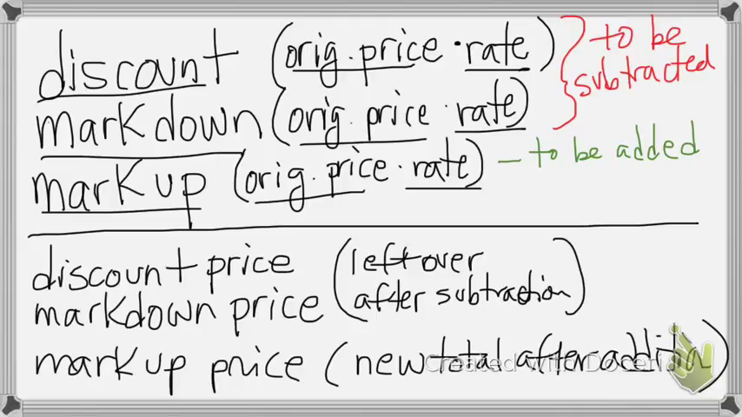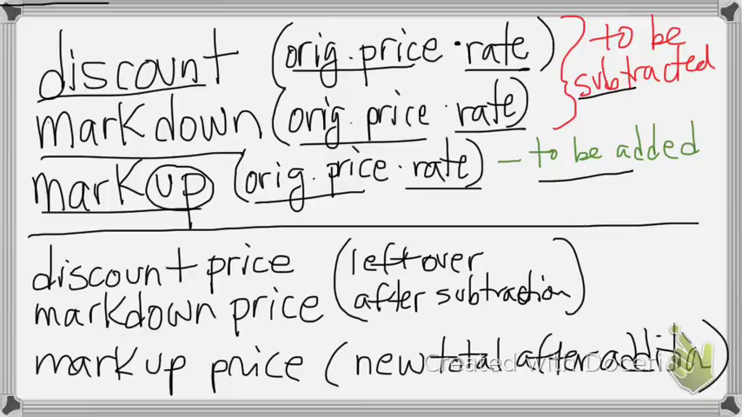The difference here with these two is that between discount and markdown, they're all going to be subtracted. They're going to be subtracted here. Now the markup is going to be added. You can see that markup is going to be added to the original price.